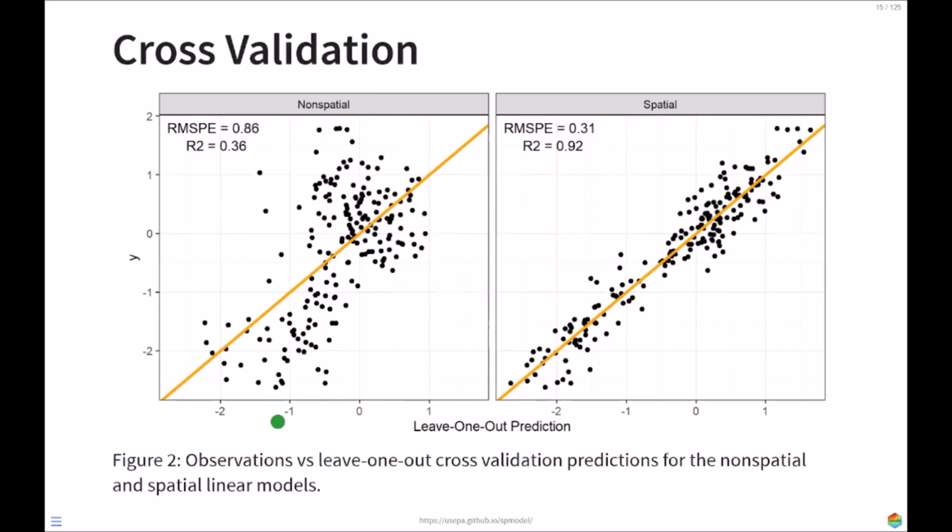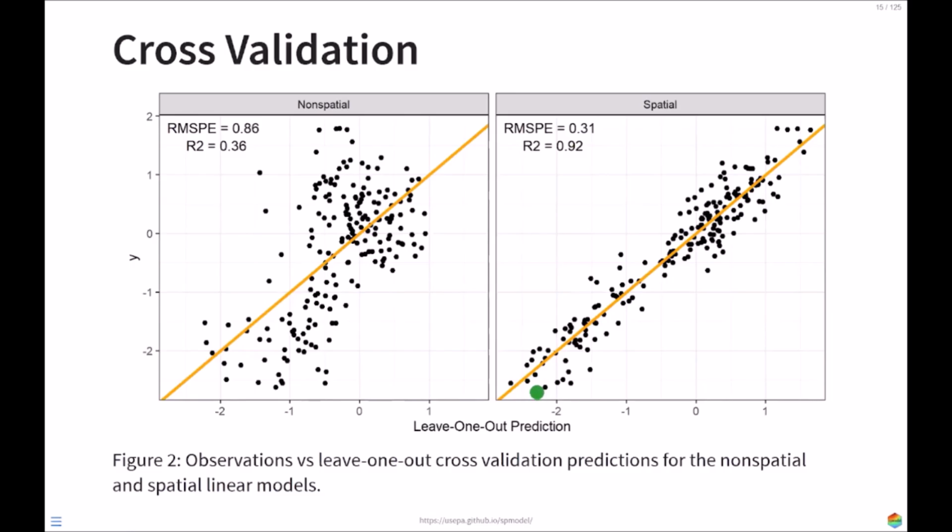So then we have a prediction of observation 1 from a model that ignored it, as well as the corresponding true value. Then we can put that back, we can repeat it for observation 2, so on and so forth, until we have a full vector of observations and corresponding predictions, and then we can compare those things using metrics like root mean squared prediction error and R-squared. So on the left, in the non-spatial model, we have a root mean squared prediction error of 0.86 and R-squared of 0.36. We see a lot of deviance from this one-to-one line, especially in this region here.